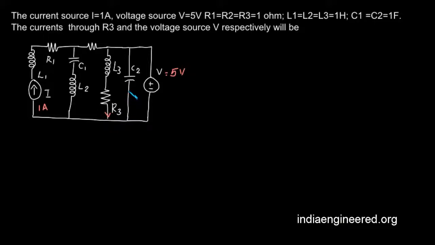and the current through voltage source V. So we are asked to find out what is this current, say I1, and this current, say I2. We have a DC current source and a DC voltage source. Since there is no time constraint given, it is clear that the circuit has achieved its steady state.